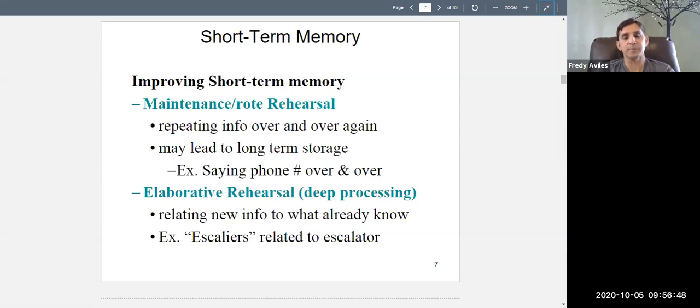So you're just going to try to repeat the information over and over again. You're going to create flashcards, some of you, right? That's rote rehearsal, maintenance rehearsal. That is not a very good strategy, but it could help you. You can still get an A if you repeat the information enough, right? If you look at it enough.